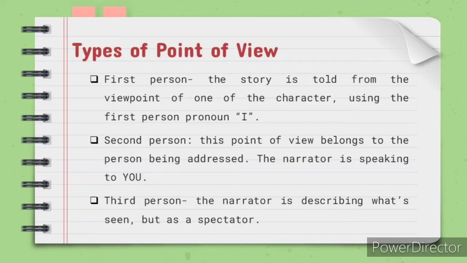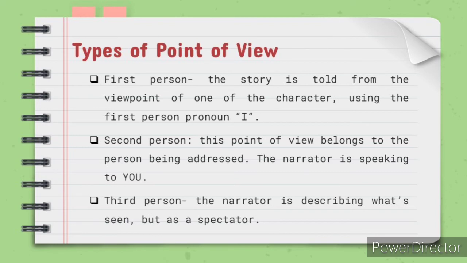Types of point of view. First is the first-person point of view. The story is told from the viewpoint of one of the characters, using the first-person pronoun I, meaning that we are seeing events through the eyes of the character telling the story.